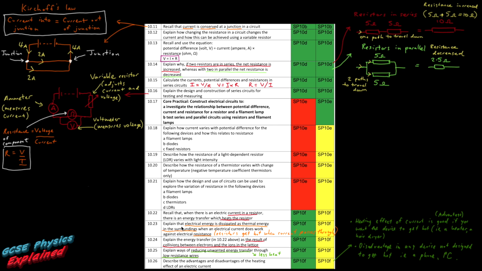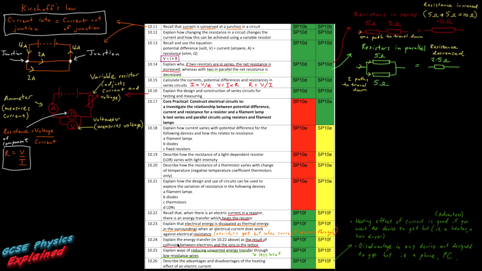10.23. Explain that electrical energy is dissipated as thermal energy in the surroundings when an electrical current does work against the electrical resistance. In other words, as I've just said, resistors get hot when current passes through and the heat, the thermal energy, goes to the surroundings. You get about 3 different marks for saying that.